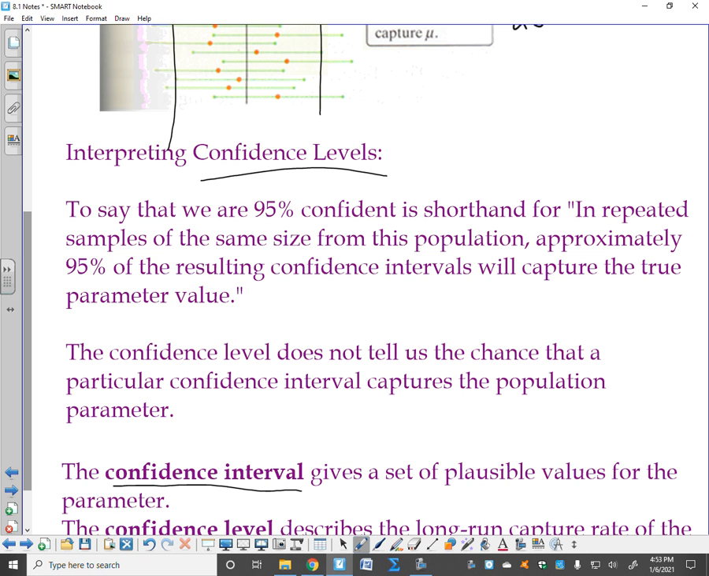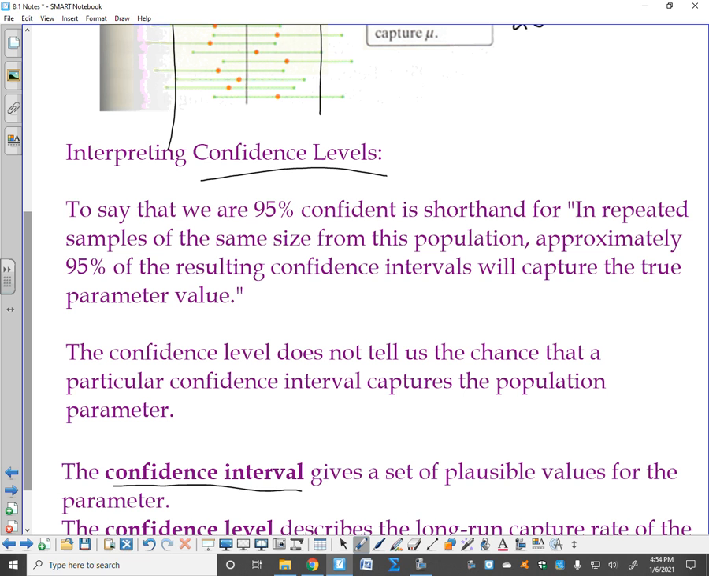A confidence level. To say that we are 95% confident is shorthand for saying in repeated samples of the same size from this population, approximately 95% of the resulting confidence intervals will capture the true parameter value. And that is a rubber stamp sentence that you have to memorize.